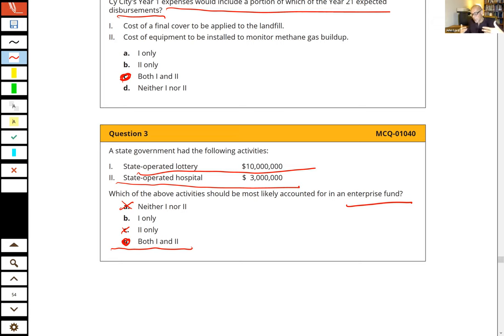you go to a state hospital, it's not entirely free, they'll probably charge you something for some of the services that they're providing, then I'm going to go ahead and choose D for that reason. But this question is not written very well, I have to admit.